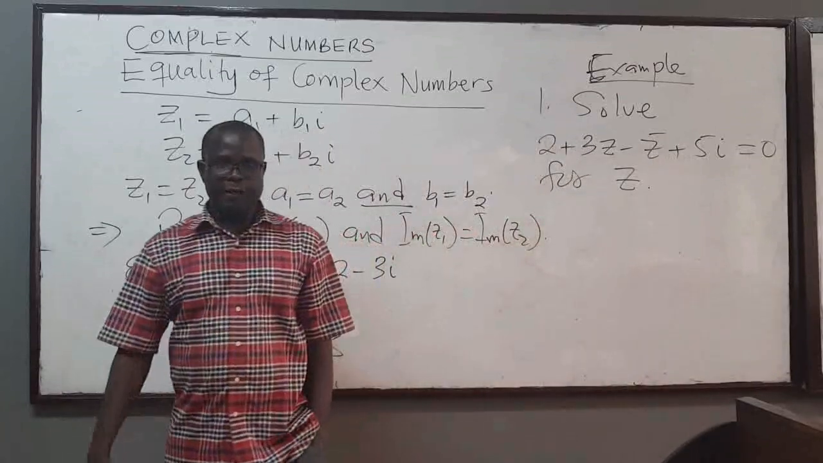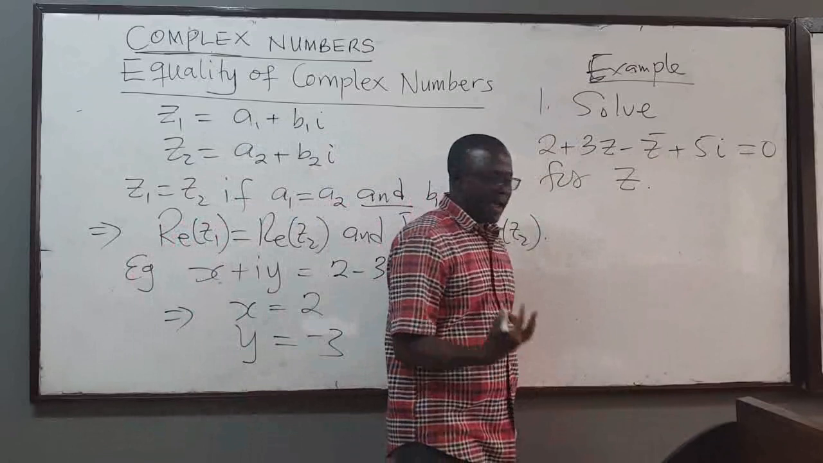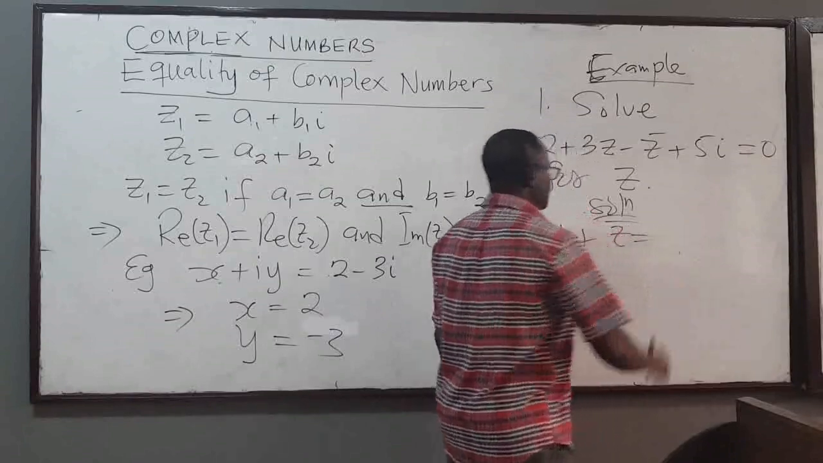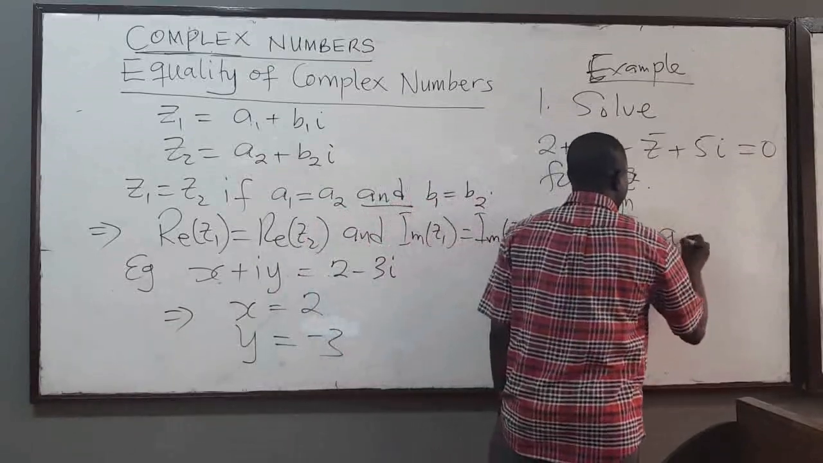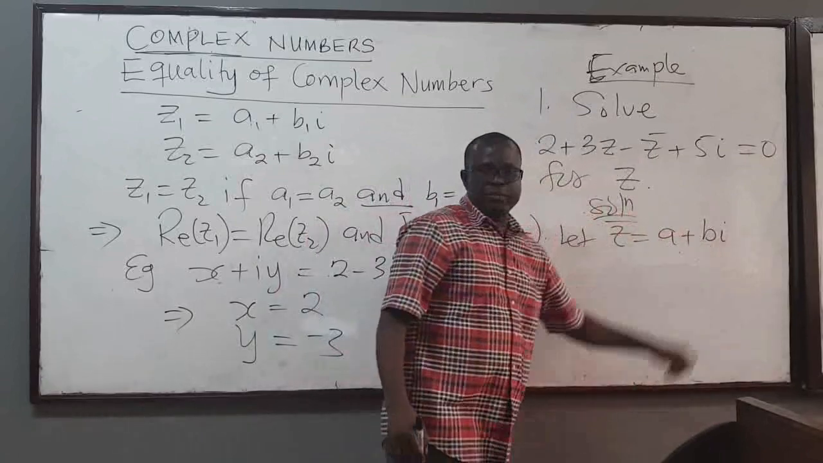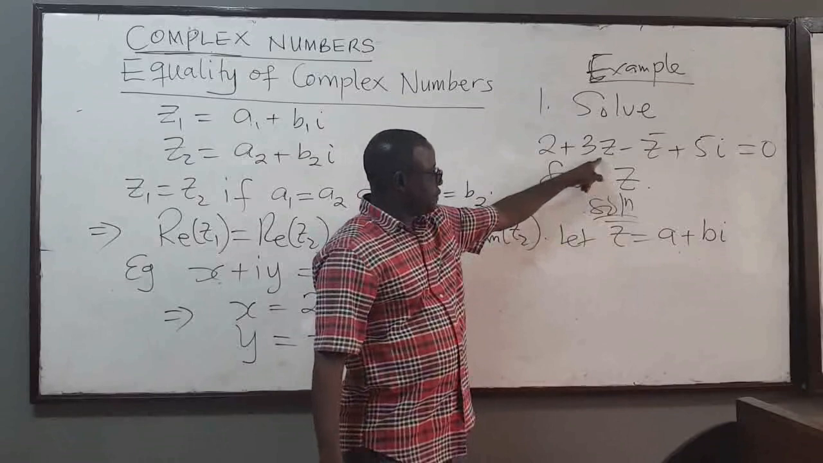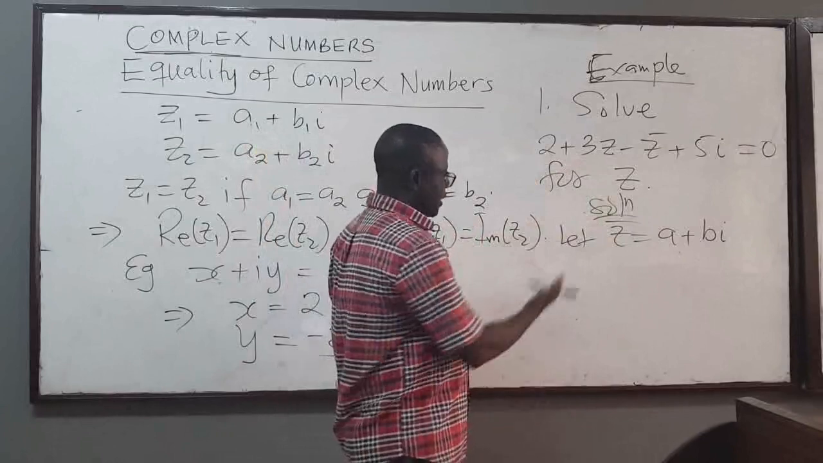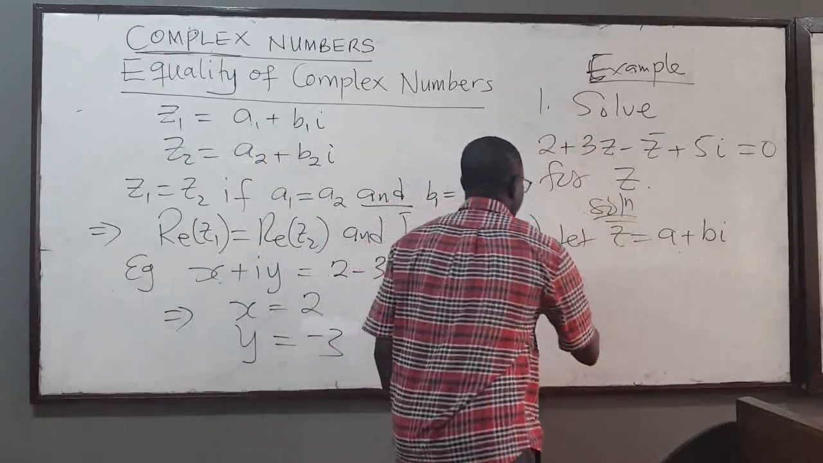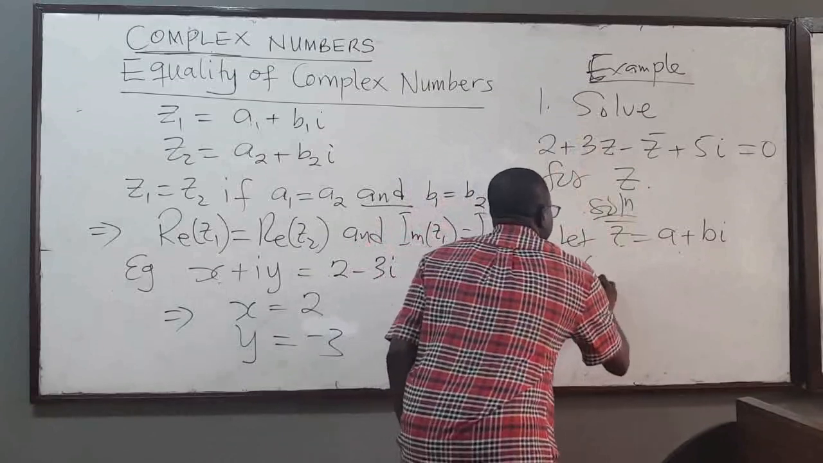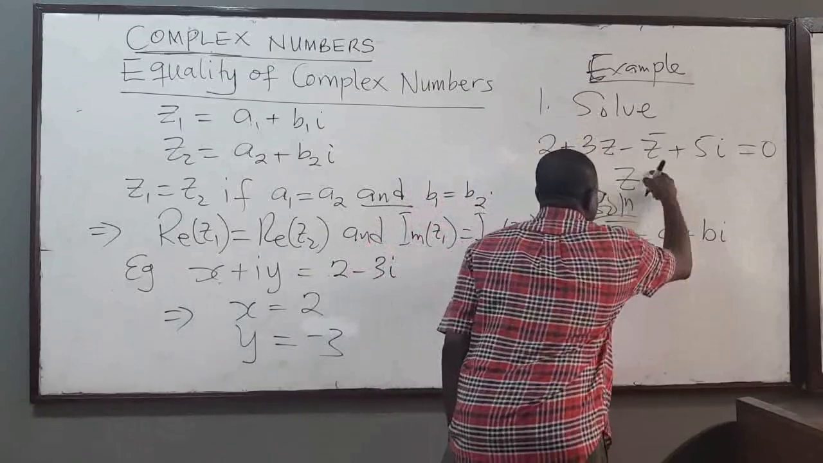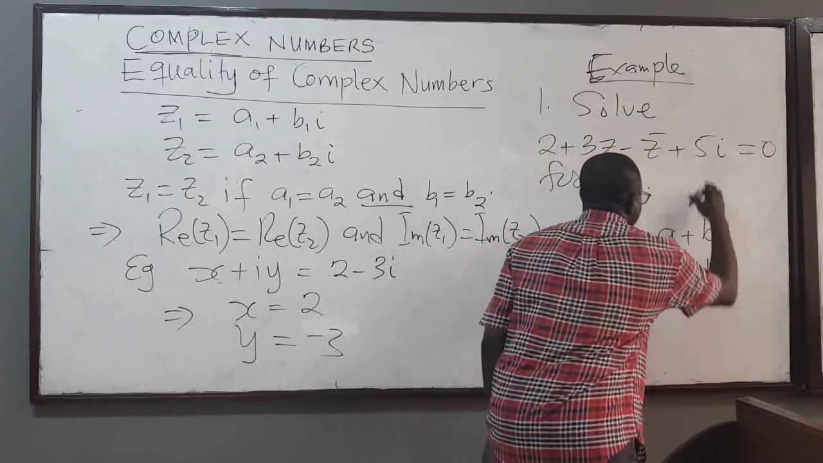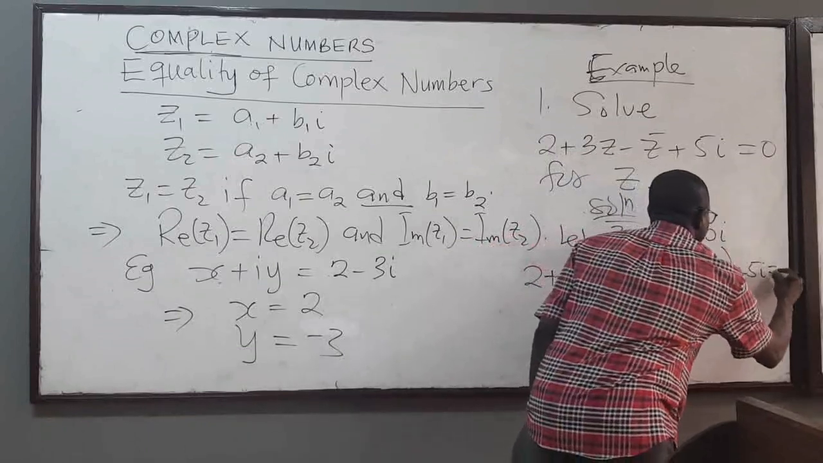What is z? Now, as usual, when you are solving complex number equations, what you do is let z be equal to some standard complex number a plus bi, and then you try to find what a and b are. So plug this into the equation, group terms, and then use the equality of complex numbers to solve for a and b, and therefore you get z. So if you put this in the equation, what you get is 2 plus 3 times z, which is just a plus bi, minus z bar, the conjugate of z, so that is a minus bi, plus 5i is equal to 0.